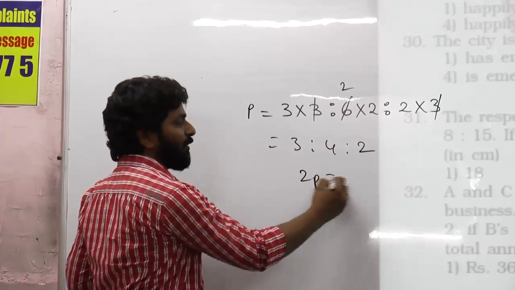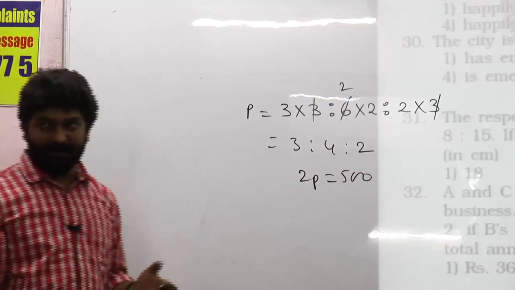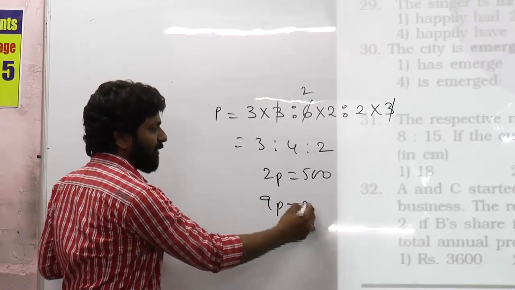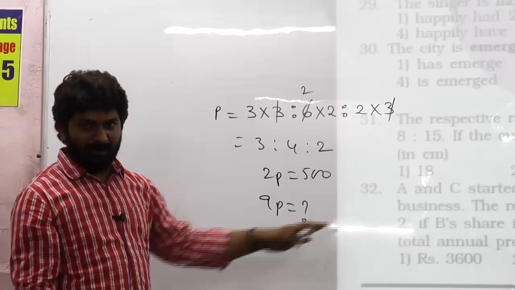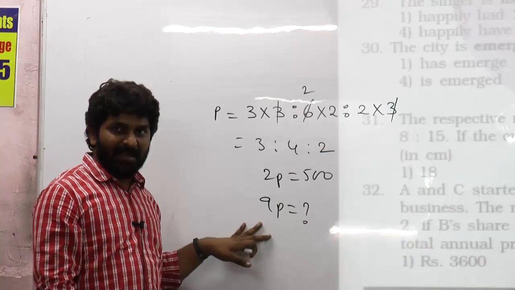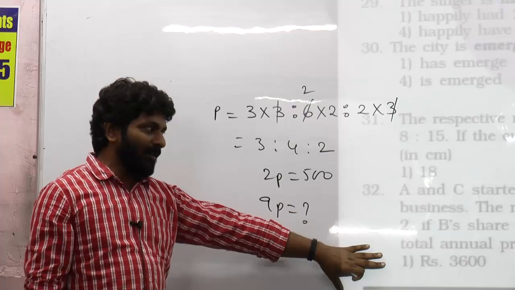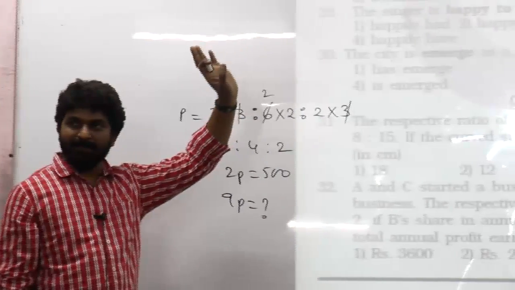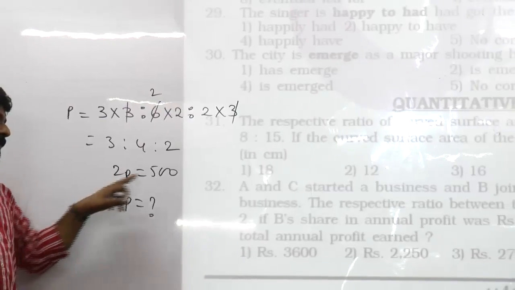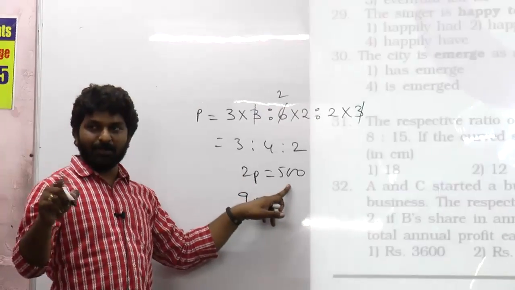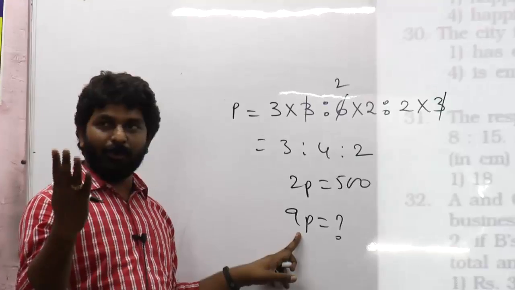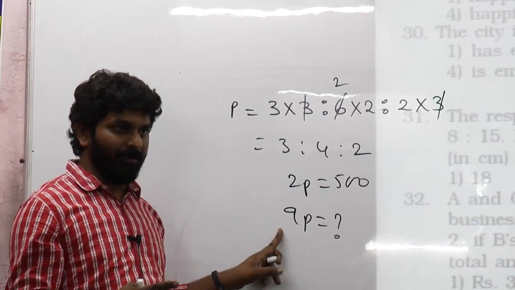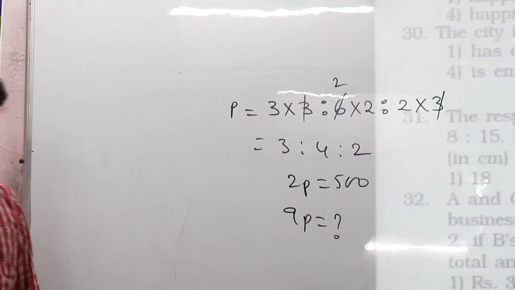So 2 parts is equal to 500, and you're asked about total profit. Total profit in terms of number of parts is 9 parts. Before that, you can go for one more verification. As 9 parts is asked, answer should be a 9 multiple. Many are there: first option, second option, third option, fourth, all are 9 multiples. So you are forced to do it. 2 parts is equal to 500, 1 part is 250. 4 times 250 is 1000, 8 times 250 is 2000, and one more 250, 2250. Second option.